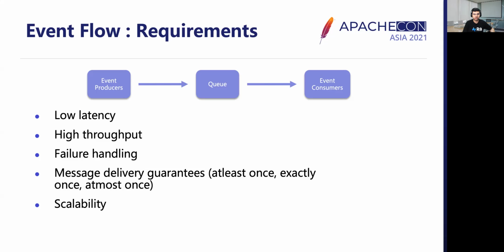The high-level requirements of an event flow are as follows: low latency and high throughput for handling really high volumes of data. Failure handling in case there are any producer or consumer issues. Need for message delivery guarantees. These are of three types: at least once, exactly once, and at most once, exactly once being the most difficult to achieve. Scalability is also one of the key requirements, to handle very high volumes of data at very high scale.